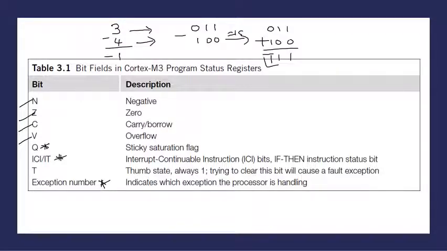Here you can see the MSB is 1. In such a case, the negative flag value will be 1. If the MSB is 0, then it will be 0. So this you need to remember.